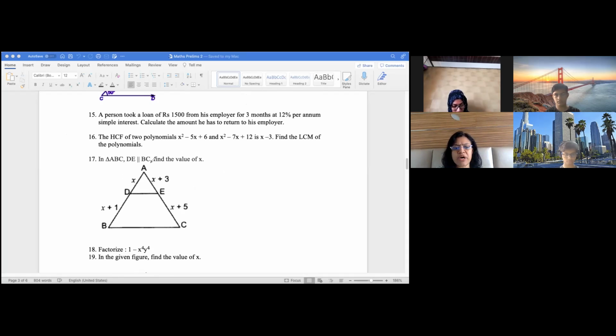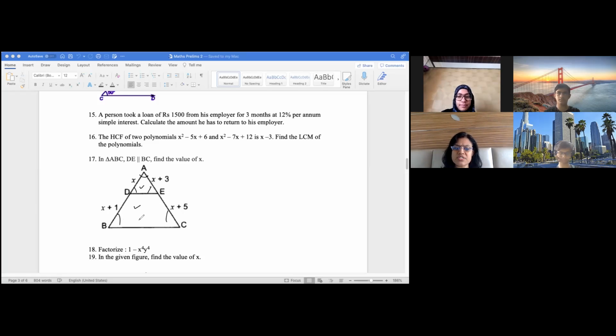DE is parallel to BC, find the value of X. Now you know that DE is parallel to BC, so these two triangles are similar. You have to show that the triangles are similar. Since DE is parallel to BC, triangle ADE is similar to triangle ABC because all three corresponding angles are equal. This is the common angle. So you have to mention that the two triangles are similar.